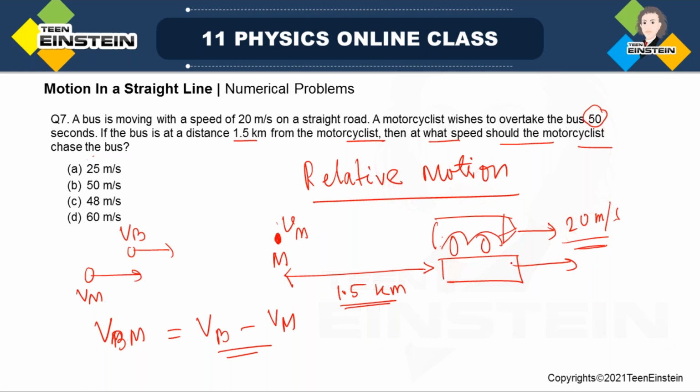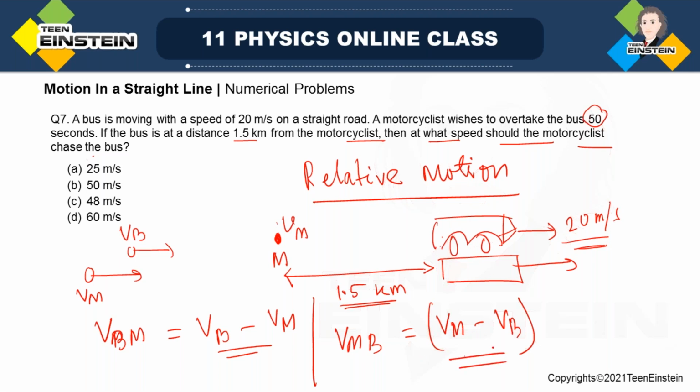Since the man is trying to overtake the bus, obviously the man has to start with a greater velocity than the bus. So I take the relative velocity of the man with respect to the bus. This is V man minus V bus. Now, how much distance does it have to cover, and what is the time? In 50 seconds, it has to cover. So this is the relative velocity.